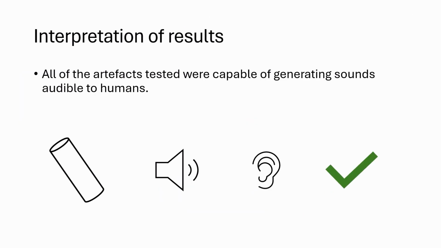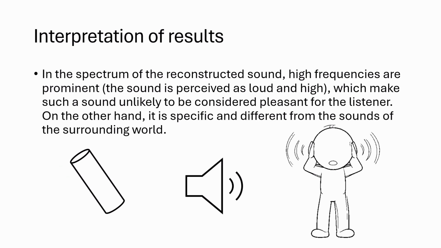All of the artifacts tested were capable of generating sounds audible to humans. In the spectrum of the reconstructed sound, high frequencies are prominent. The sound is perceived as loud and high, which makes such a sound unlikely to be considered pleasant for the listener. On the other hand, it is specific and different from the sounds of the surrounding world.